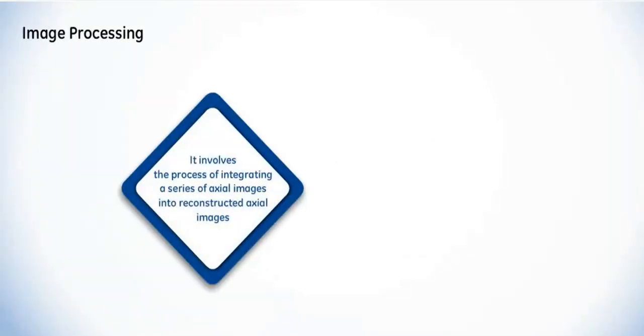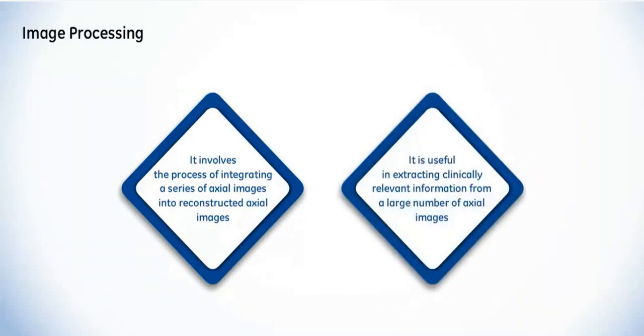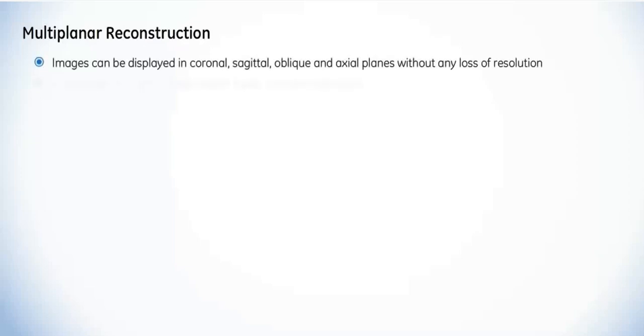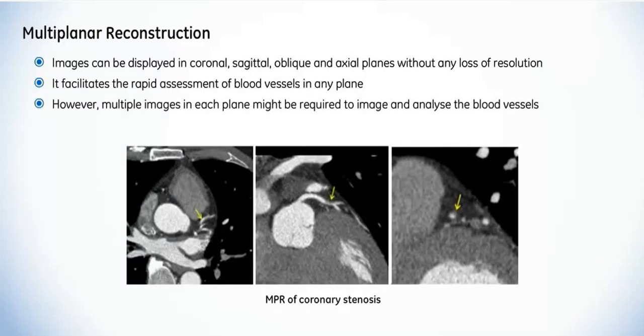In CTA, depending on the volume of the tissues being imaged and the region of the body being imaged, several hundreds or thousands of axial images may be obtained. However, going through all the axial images is laborious and time-consuming. This is where image reconstruction techniques, such as multiplanar reconstruction or MPR, come into play. In MPR, images can be displayed in coronal, sagittal, oblique, and axial planes without any loss of resolution.